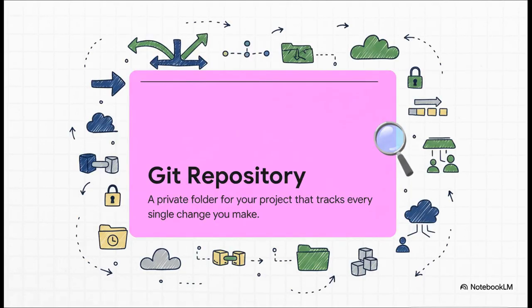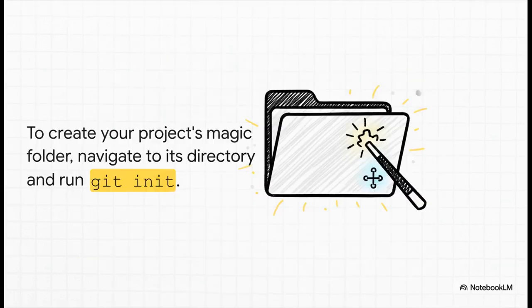Now, the absolute heart of any project using Git is something called a repository, or as you'll hear everyone call it, a repo. Just imagine taking a normal folder on your computer and turning it into a magic folder that has a photographic memory. It remembers everything, forever. And how do you create this magic folder? It's literally one command. You just go into your project folder and type git init. Boom, that's it. Your folder is now a repository, and Git is officially watching its back.